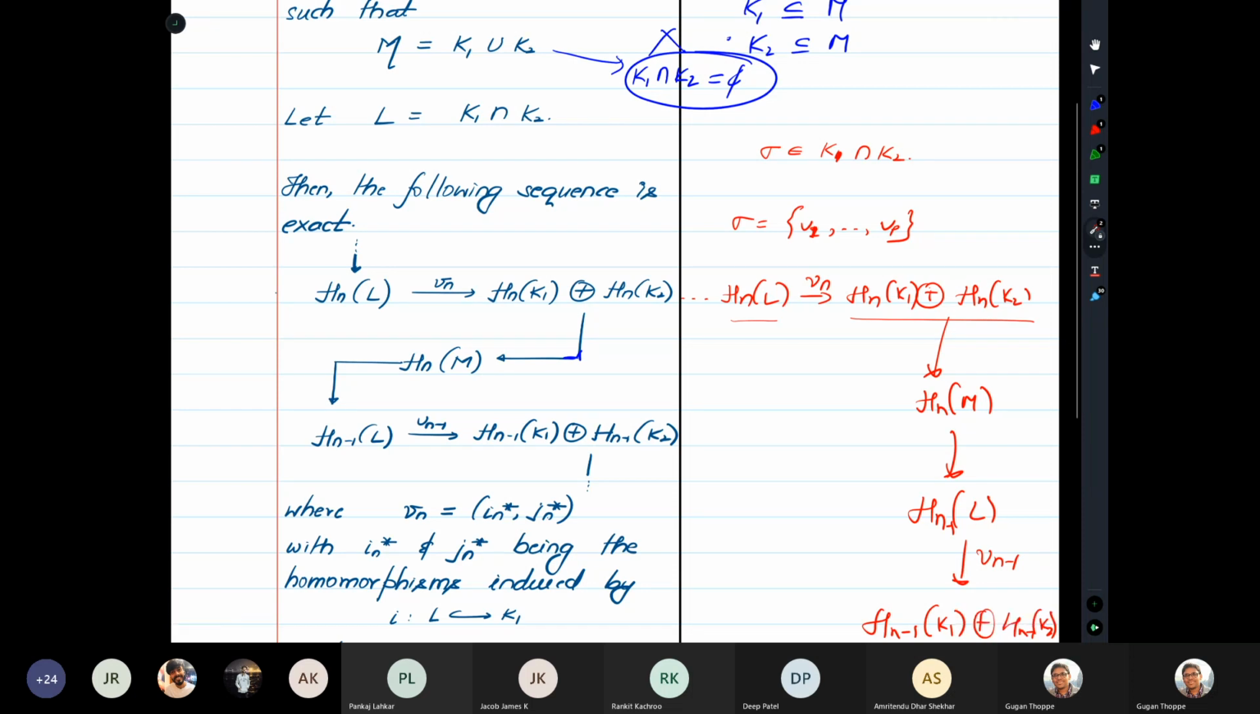Does that answer your question, Deep? So I am trying to break it into K1, K2 and the intersection of those, somewhat simpler parts. That's what is going on. So K1 and K2 are simplicial complexes themselves. And I'm saying that this is the relation between the homology groups of M, L, K1, K2. Is this okay? Yeah, okay.